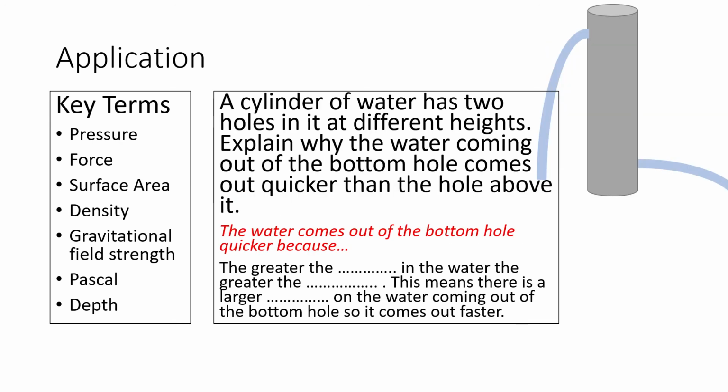And finally, a cylinder of water has 2 holes in it at different heights. Explain why the water coming out of the bottom hole comes out quicker than the hole above it. The water comes out of the bottom hole quicker because the greater the something in the water, the greater the something. This means there is a larger something on the water coming out of the bottom hole, so it comes out faster. Copy this question down and complete the answer.